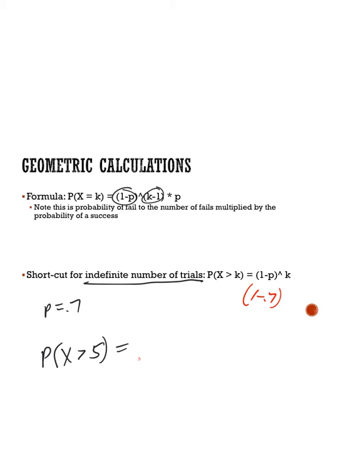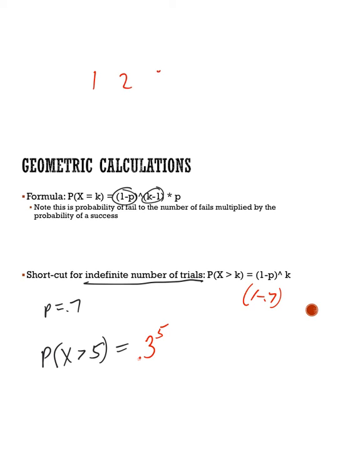So we're back here. Being more than 5 would be the chance of a fail, which is 0.3. To be more than 5 would mean that we failed 5 times. Now keep in mind, the other way you could do this is, we don't have a 0 in a geometric, because you can't have 0 successes, because you go until you have a success.